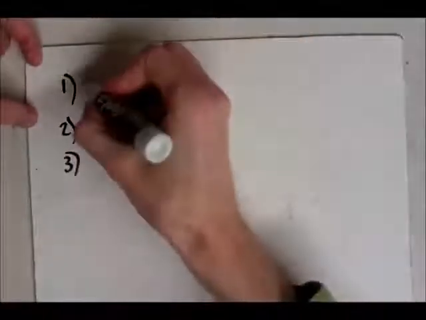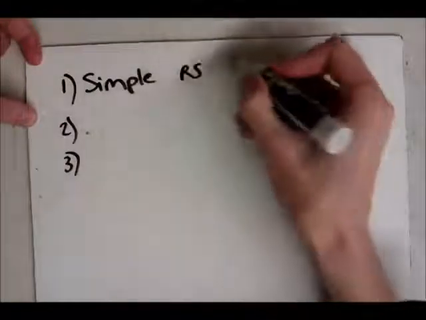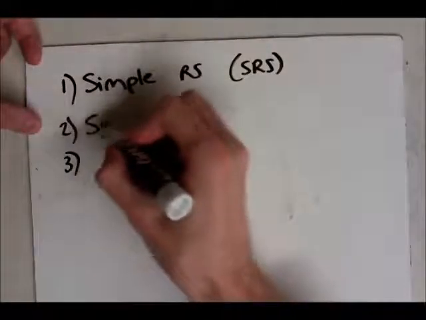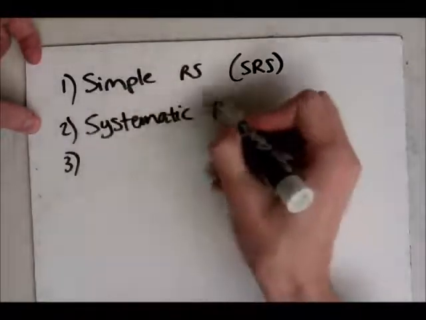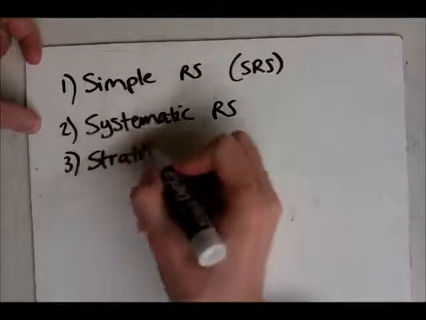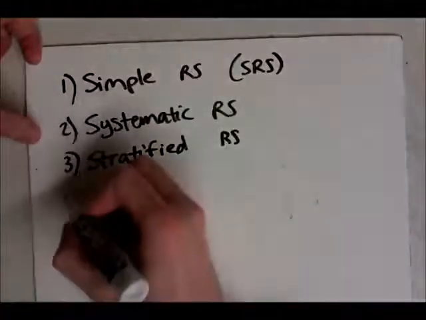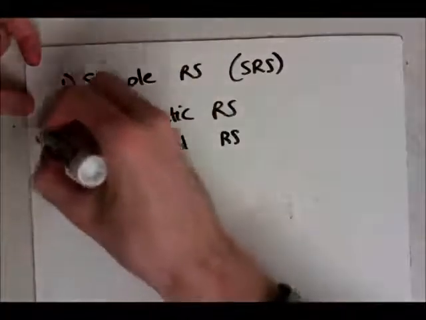And actually, I think I'm just going to erase all of these and write out the first word, because they're all SRS. Simple random sample is generally the one that's abbreviated SRS. You've also got systematic random sample and stratified random sample. So these are the good guys. These are the ones you want to use.